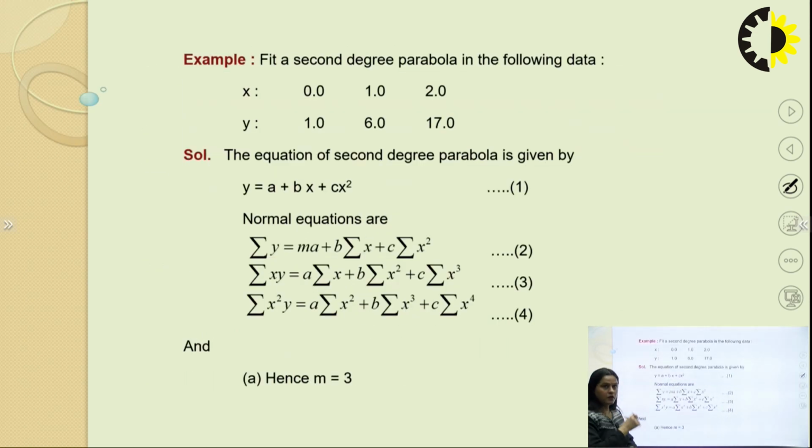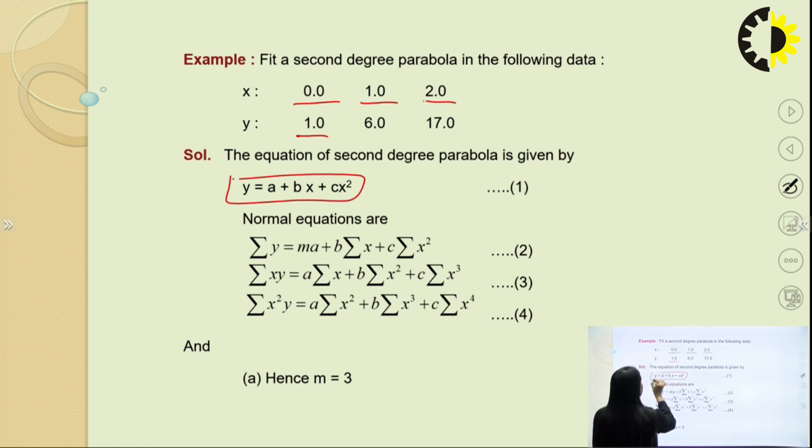So now, let's try to understand fitting of a second degree parabola with the help of the given example. Here, x is given 0.0, 1.0, 2.0 and corresponding y are given 1.0, 6.0 and 17.0. We are asked to fit a second degree parabola, so we must know the equation of the second degree parabola, which is nothing but y is equal to a plus bx plus cx square.